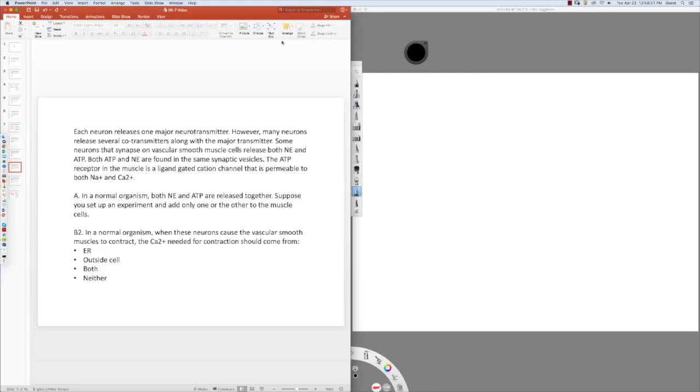In a normal organism, when these neurons cause the vascular smooth muscles to contract, the Ca2+ needed for contraction should come from blank. Well, we've been spending this whole problem talking about how ATP release as a neurotransmitter and ATP binding onto the receptors of the smooth muscle cell causes depolarization across the plasma membrane, and thus opening of more voltage-gated Ca2+ channels on the plasma membrane to let in Ca2+ from the extracellular side into the cytoplasm. And then all of that causes vasoconstriction. So I'm thinking the answer must be outside the cell. Well, let's see if we're correct.